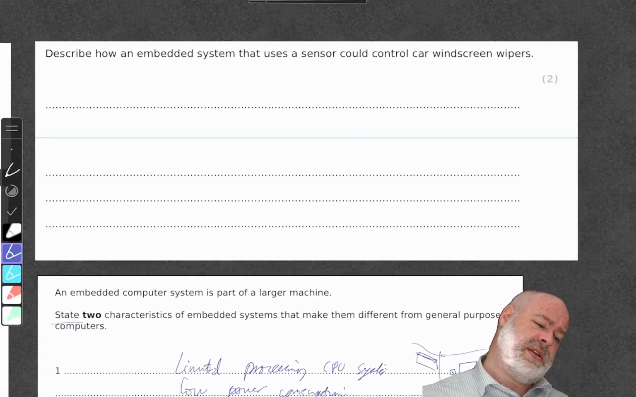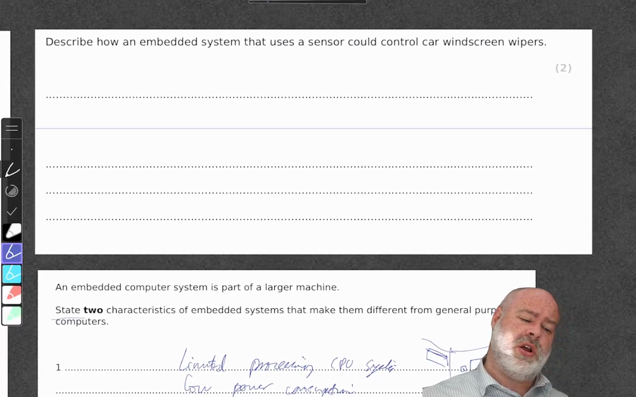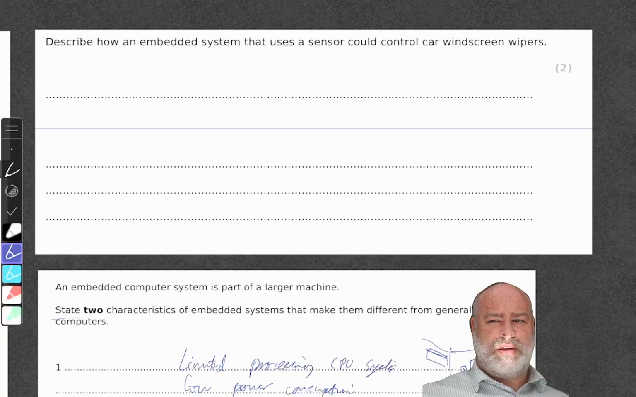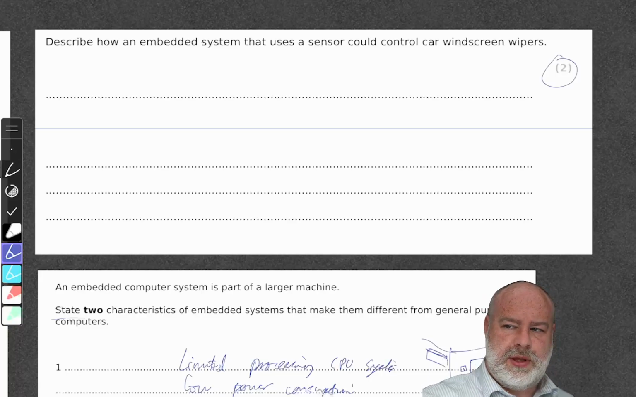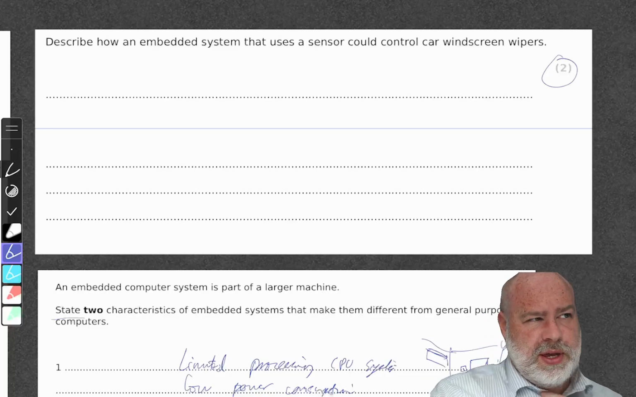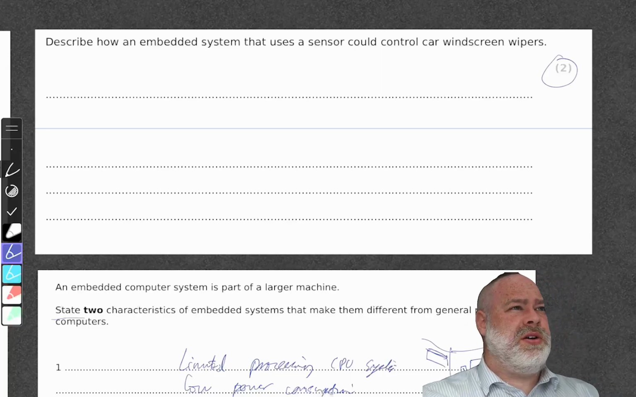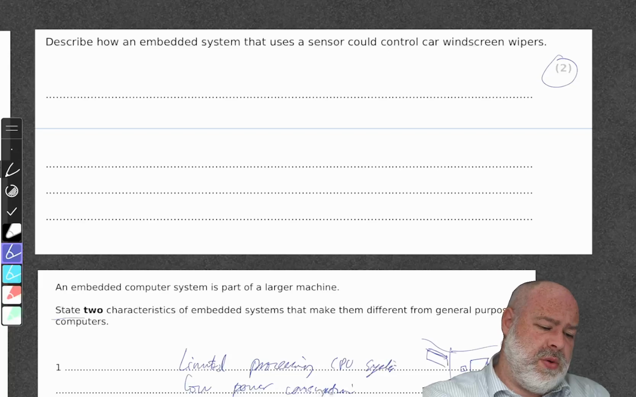Describe how an embedded system that uses a sensor could control car windscreen wipers. Okay, so how could we answer this? All right, so it's a two marker, so I wouldn't overthink this. How could it control car windscreen wipers? Well, what would actually happen?